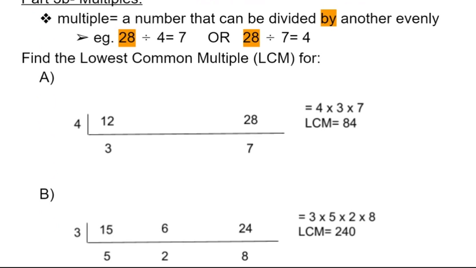I can divide that by 4. So 12 divided by 4 is 3, and 28 divided by 4 is 7. And then I'm going to multiply 4, 7, and 3, which is going to give 84. So the lowest common multiple of 12 and 28 is 84.